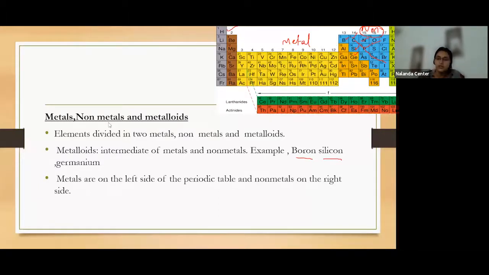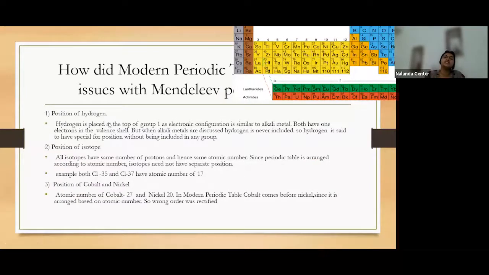Now, coming to the next one, the issues. How did the modern periodic table take care of the issues of Mendeleev's periodic table? See, the position of hydrogen. Hydrogen got placed on top of group 1. But if we are discussing alkali metals, we will never consider hydrogen. Hydrogen is not an alkali metal. It was just given a position on top of the alkali metals, since both of them have one valence electron.